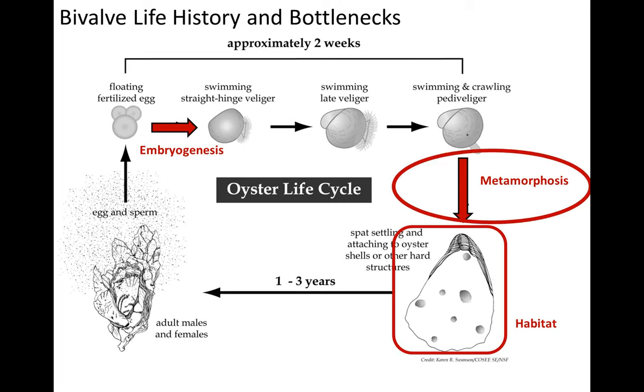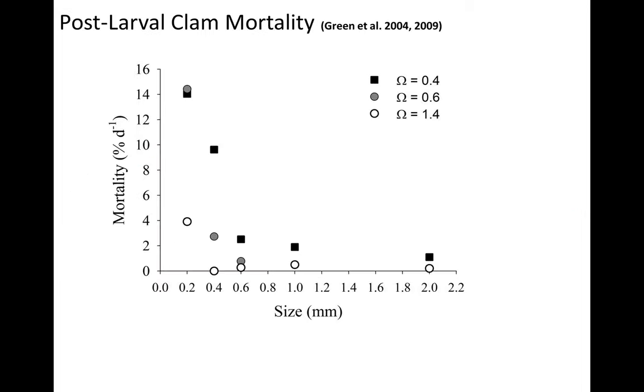So I just want to give you a couple of examples from some work that I really got started on with Mark Green in clams. We focused on metamorphosis and what happens as these bivalve larvae transition to the sediment-water interface, where they ultimately live. These are data that I compiled from one paper I worked on with Mark and Mark's previous work. What you're looking at here is mortality rate at three different saturation states for aragonite: 0.4, 0.6, and 1.4.